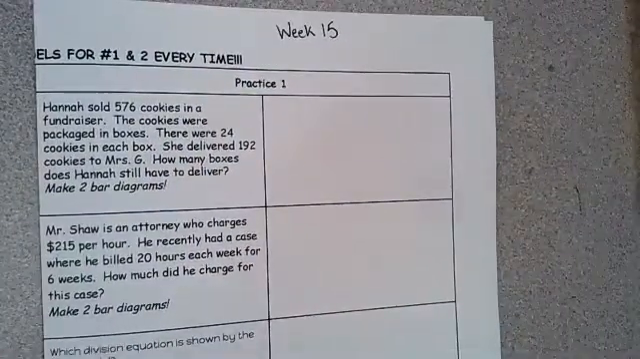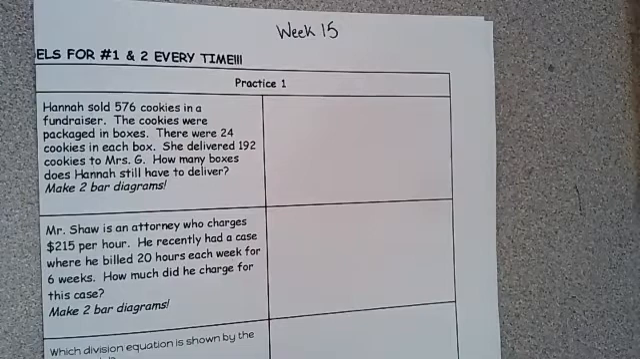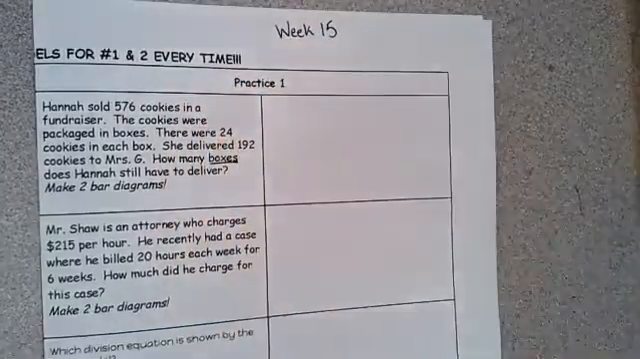Hannah sold 576 cookies in a fundraiser. The cookies were packaged in boxes. There were 24 cookies in each box. That makes sense. Cookies usually come in a package or a box. She delivered 192 cookies to Miss G. How many boxes does she still have to deliver?